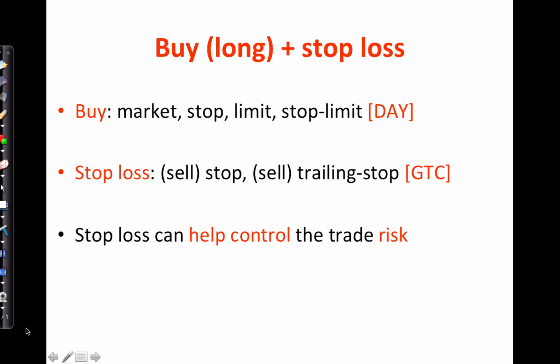Okay, this is a strategy where we want to buy, but we want to have a stop loss. And again, as before, to buy we can use a market order, a stop, a limit, or a stop limit. And usually this is a day order. But for the stop loss, first we need to have a good-till-cancelled order, because we need to be sure that our protection is always there. And for a stop loss, we should use the stop or the trailing stop order. But we should not use, for example, a stop limit.